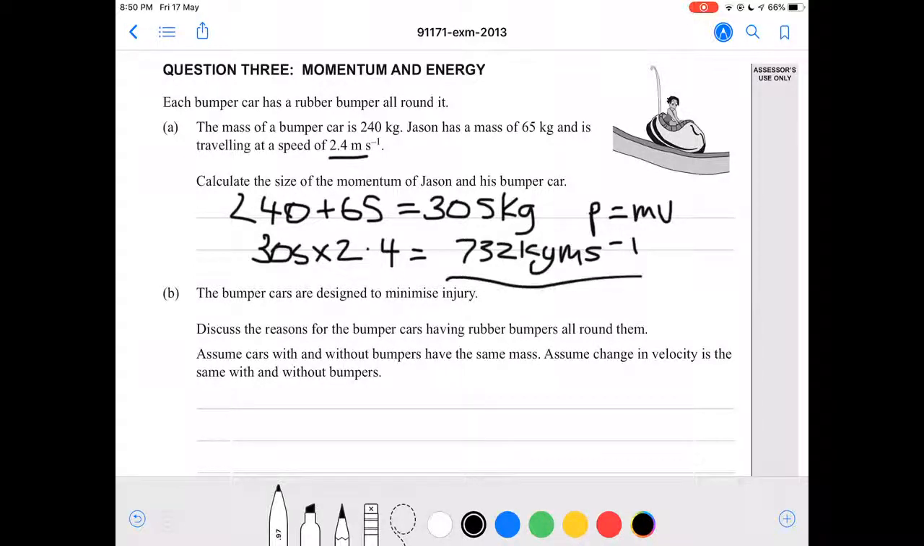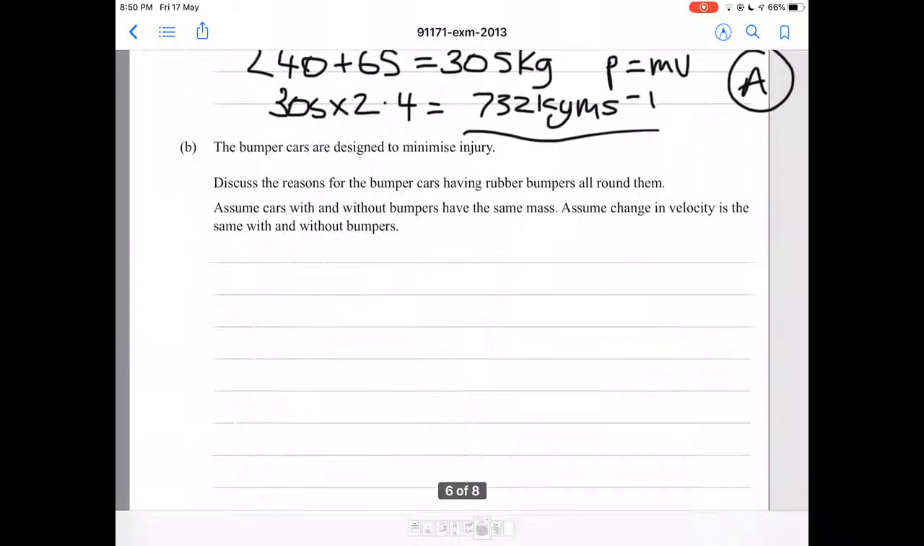Always remember the unit. Okay, for this question, it's just an achieved question. It's not too much drama, so just achieved.